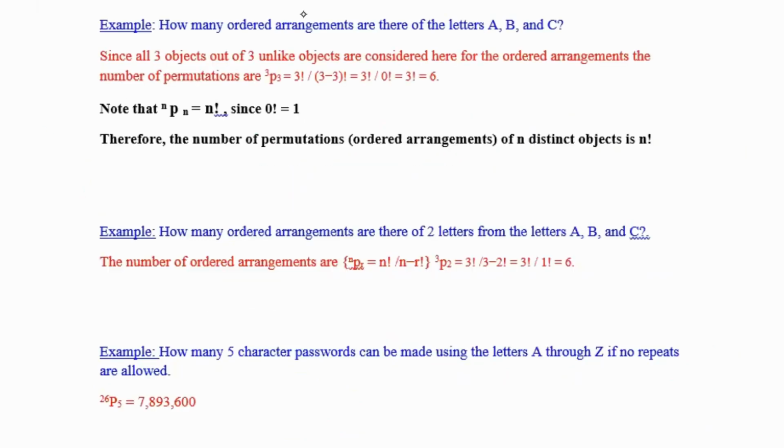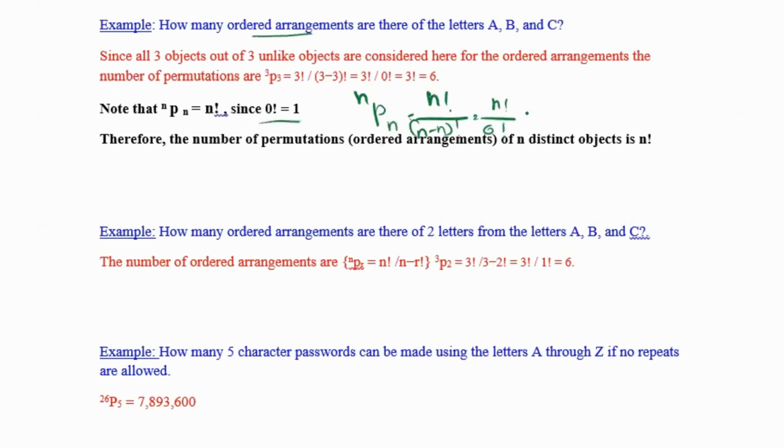Now let's see how many ordered arrangements or permutations there are for the letters A, B, and C. So 3 letters, 3 ways to arrange. All 3 objects out of 3 are unlike, so we have 3 different things. We have a base nPn sort of situation because r is equal to n, which tells us n factorial divided by (n minus n) factorial, which is n factorial divided by 0 factorial.